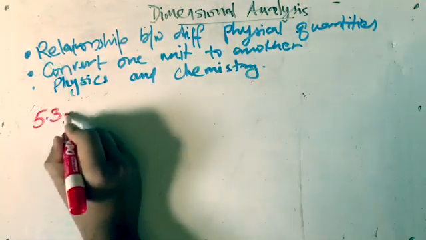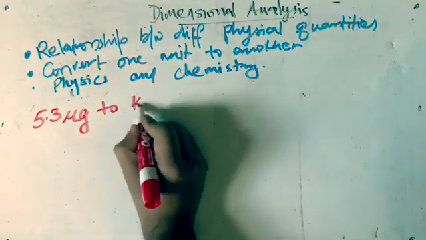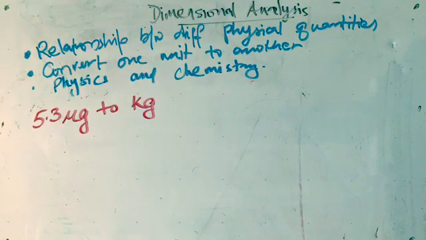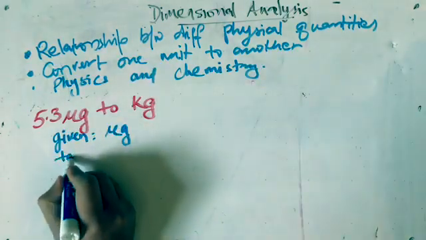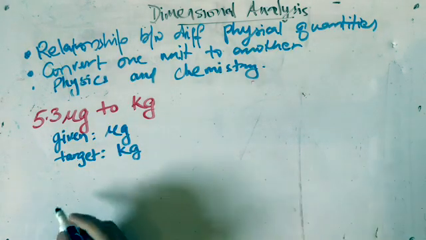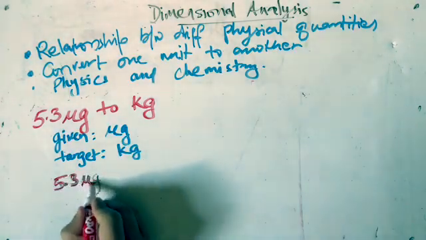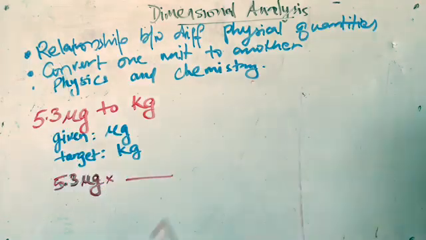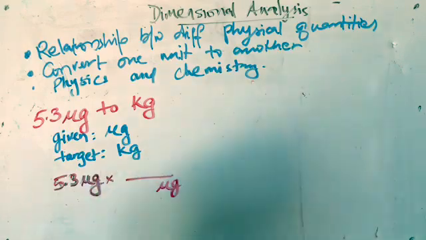Convert 5.3 micrograms to, let's say, kilograms. Again, what's given? Given is micrograms, and our target is kilograms. We always write the given first. So we are given 5.3 micrograms. Multiply that, make a fraction. We want to get rid of micrograms, so write microgram at the bottom so that we can cancel that out.